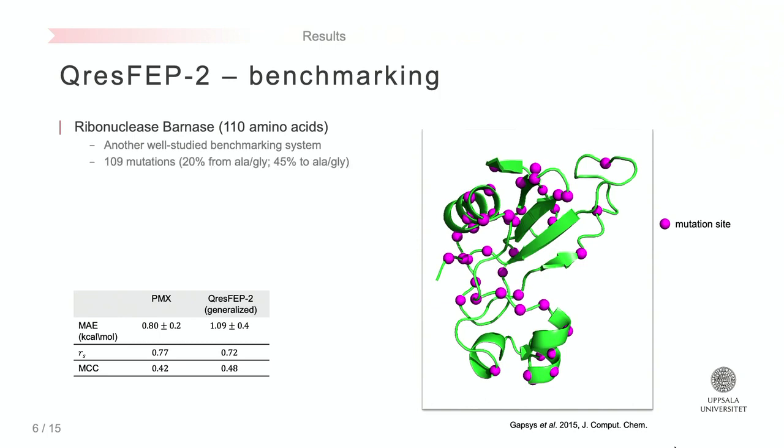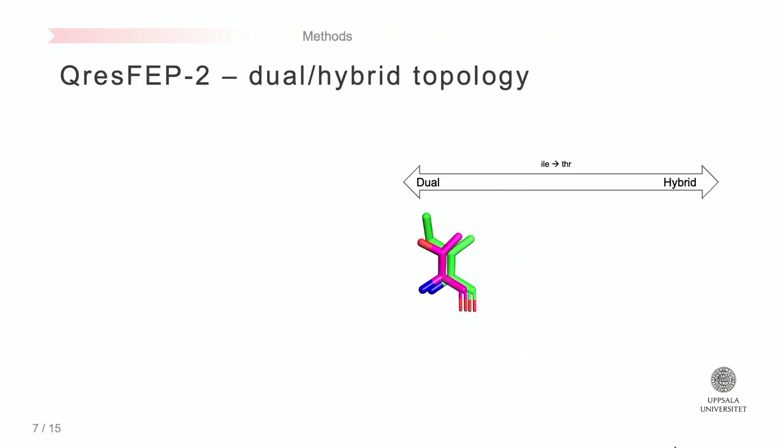And here we have 109 mutations where 20% start from alanine or glycine and 45% go to alanine or glycine, so at least half of the set is to non-alanine. And here we've compared it with PMX, and we show again very comparable results, which we're very pleased to see. And again, because of our finite periodic boundary conditions, we can run this in a faster time.